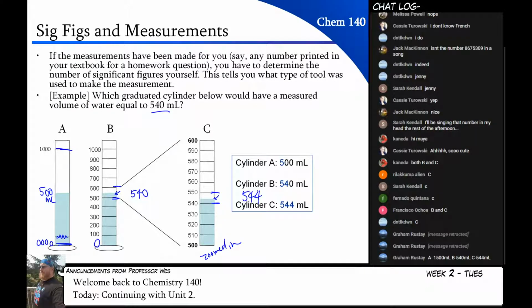If I write down that I got 540 milliliters, that means that I had to have used graduated cylinder B to do that, okay? And that I didn't know what the tenths or the ones place is. I don't know what number this is. I could have actually gotten 536, but on this scale, that rounds to 540, and that's all I can tell. I could also have gotten 544. It all rounds to 540, right?